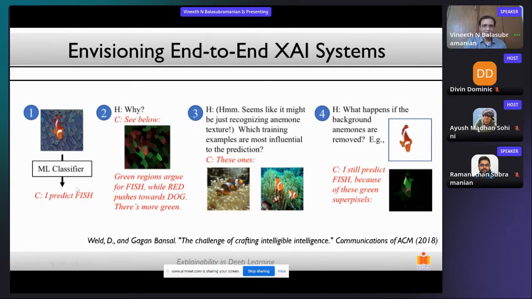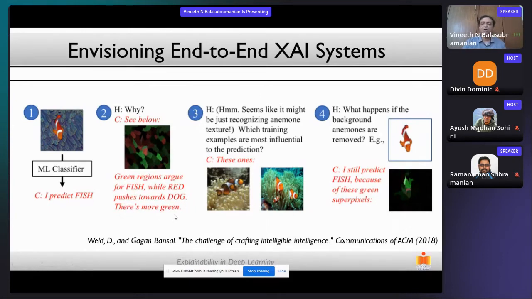So here you see the first step is a typical supervised model that one would use deep learning for. Given an image, there is a machine learning classifier or a deep neural network that does classification and makes a prediction of a fish corresponding to the image. Now, this is the basic supervised learning without any explainability. Now, let's look at the first degree of explanations that someone may be interested in. So the human asks, why do you say so? And now the computer says, see below, and gives some kind of heat map, which shows which regions correspond to a fish and which regions correspond to a dog. The green regions here correspond to a fish. The red regions correspond to a dog. There's more green, hence it must be a fish.